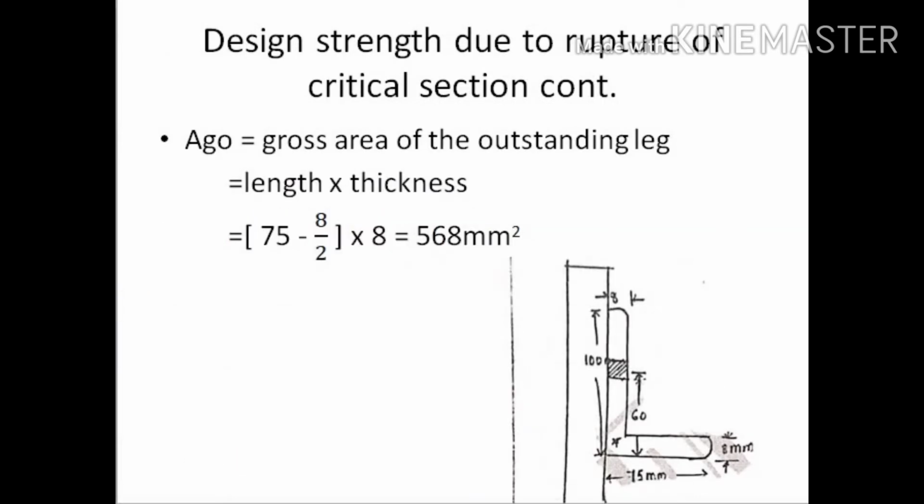Next is AGO, the gross area of the outstanding leg. So this portion is the outstanding leg, so it is length into thickness. What is the length? This is (75 minus 8) by 2, into thickness 8, which is 568 mm square.